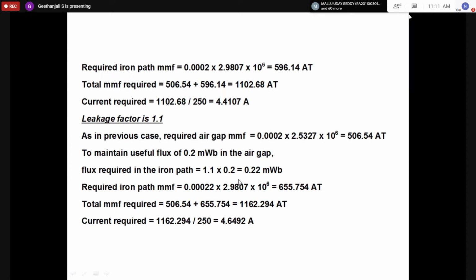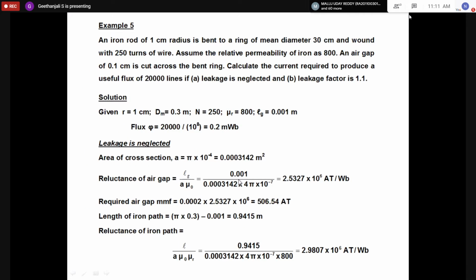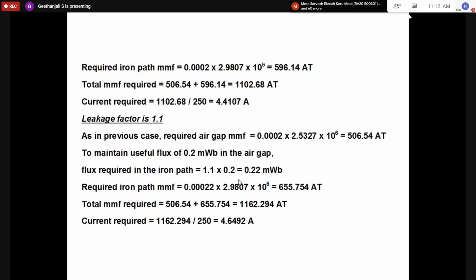This is 10 power 6, so 10 power 6. Then you add the two mmfs, air gap plus iron path. You will then get mmf is equal to Ni. I is equal to mmf by N.